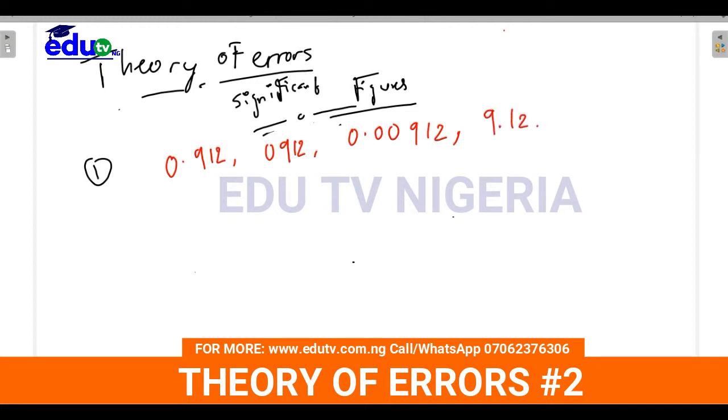And we have 9.12. Now let's see how many significant figures we have here. We have 3 significant figures. Here we have 3, and here we have 3. Remember the rule: all digits are significant except zeros at the beginning of the number. And this one also, we have 3.